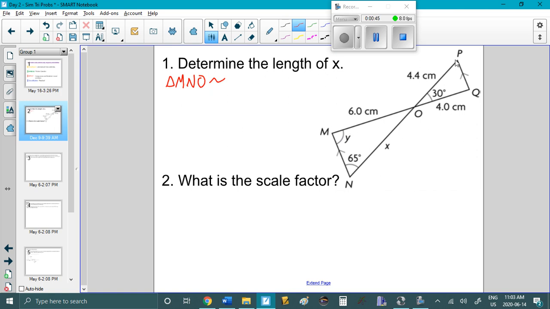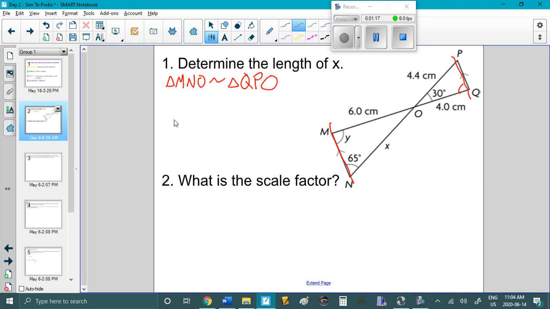So this triangle has P, O, and Q. First of all, we have to figure out which angle goes with M. Well, because we have these two parallel lines here, we have a Z pattern that goes like this. Up, over, and up. And you can see that angle Q is the same as angle M. So that means that angle M and angle Q go together. And the next one in the first triangle is N, so we do the Z pattern again, and we see that it lines up with P. And all that's left is O.